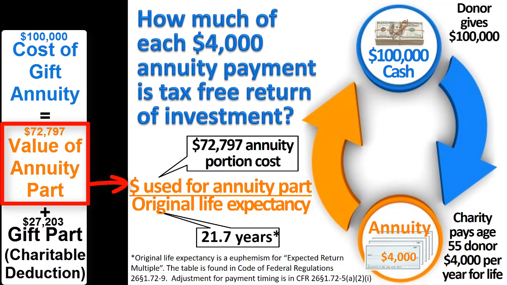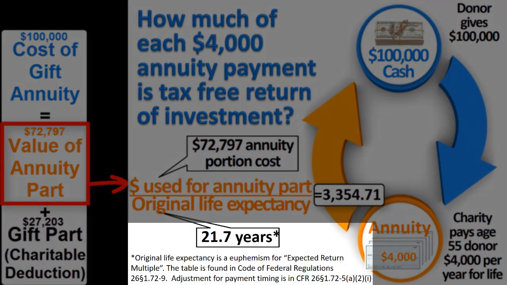Dividing this $72,797.20 annuity part by the annuitant's 21.7-year original life expectancy results in $3,354.71. Thus, $3,354.71 of each $4,000 annuity check will be tax-free return of investment until all of the donor's original investment has been returned. How do we find the annuitant's life expectancy?